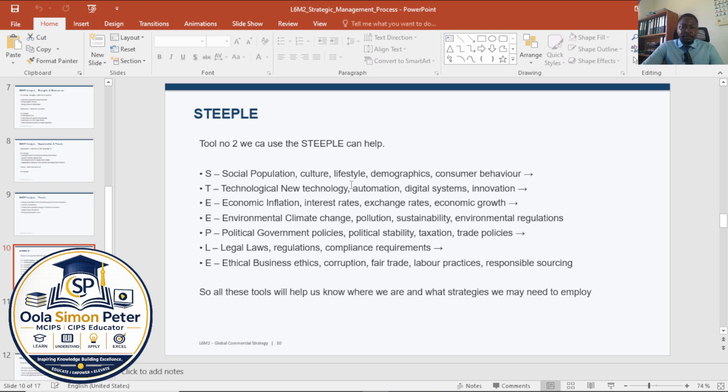Then the same applies to political, which is government policies, political stability, taxes, and trade policies. The legal laws, regulations, and compliances also have to be looked at. Ethical, business ethics. Ethically, you're going to look at the business ethics, corruption, free trade, and labor practices. So these tools should be able to help you to know where you are as a business.